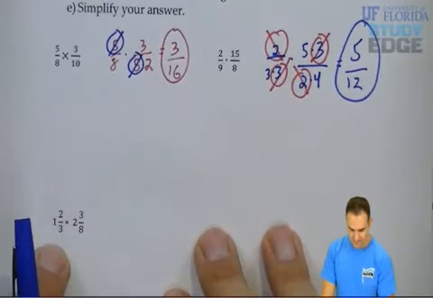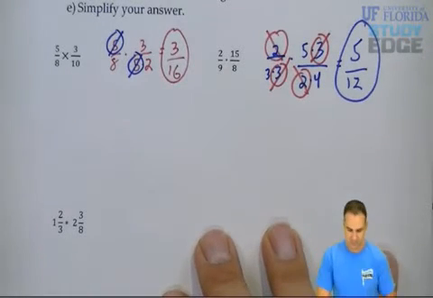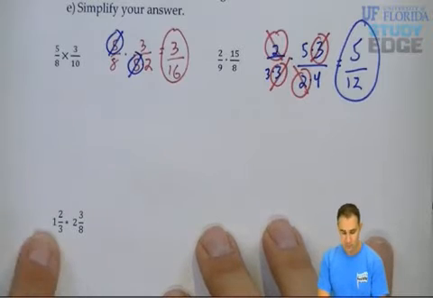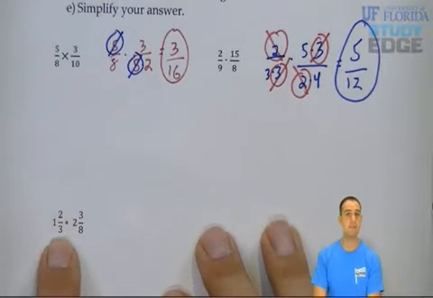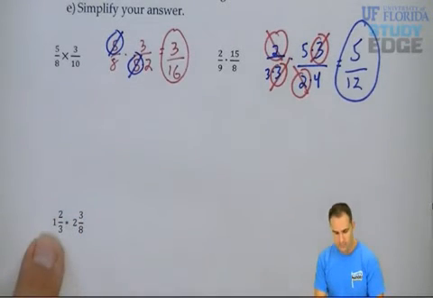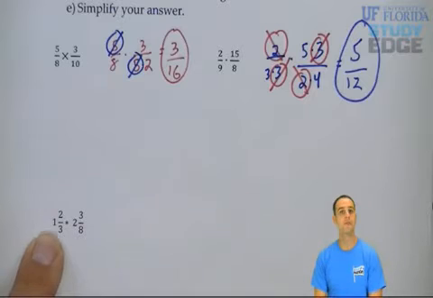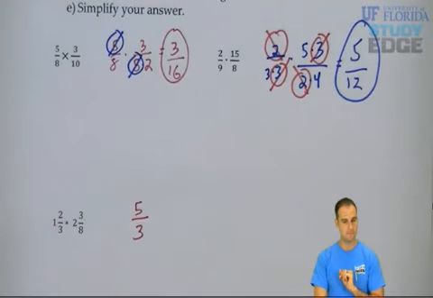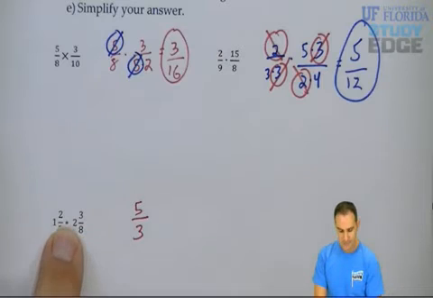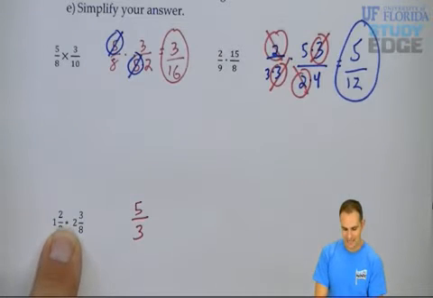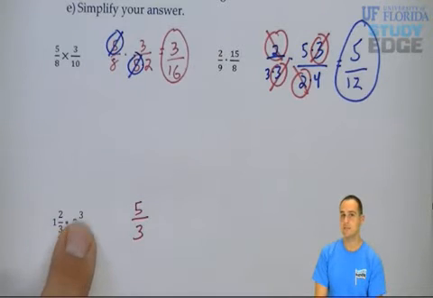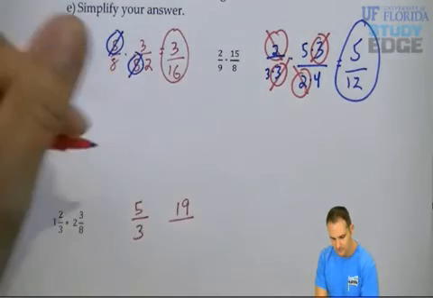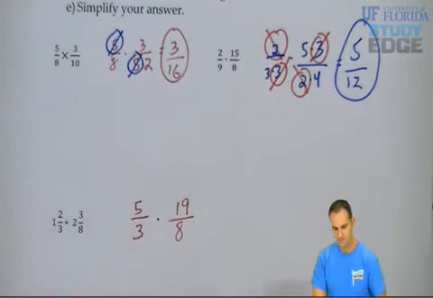Oh, we've got a mixed number and a mixed number, so we have to change these mixed numbers first into improper fractions. So what are we going to do? We're going to multiply, then add, keep the denominator the same. 3 times 1 is 3. 3 plus 2 will give me 5. Keep the denominator. 8 times 2 is 16. 16 plus 3 gives me 19. Keep the denominator.